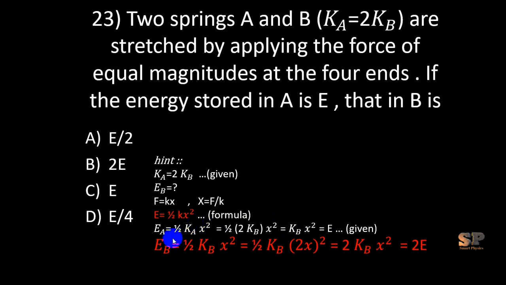Now we have to find the energy stored in B, which is equal to 1 over 2 kB x square, which will be equal to 1 over 2 kB into (2x) square, because the constant of spring B is half of the constant of spring A, therefore its x will be double, and this will be equal to 2 kB x square. लिहाजा हमारे पास दुरुस्त ऑप्शन जो होगा वो 2E होगा, which is option B.